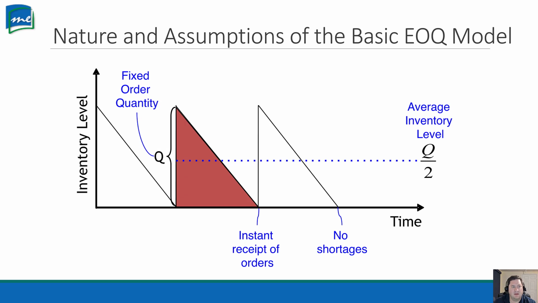The nature and assumptions of the basic economic order quantity model is that you have a pretty consistent fixed order quantity here. So you're taking the average of that. And then we also have the instant receipts of orders. As soon as that order is placed, you receive it. It's just like it's showing up on your dock and it's instantly in your inventory system, but it hasn't been put on shelves yet. This is a little unrealistic, but for our purposes, this is how we're going to go at it. And this also shows that there's no shortages. So whenever we order something, it arrives in a relatively straightforward period of time.